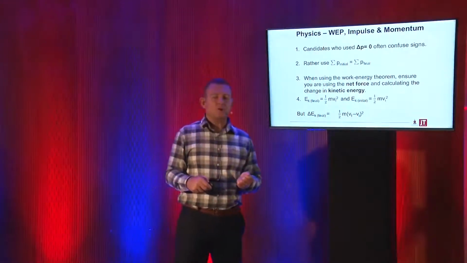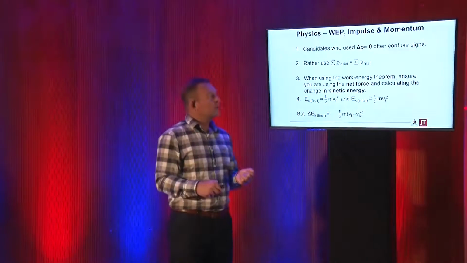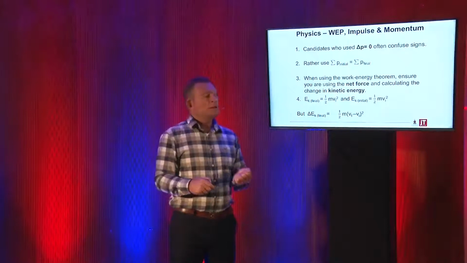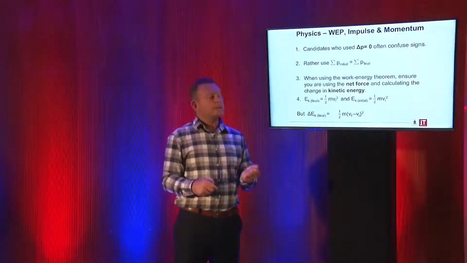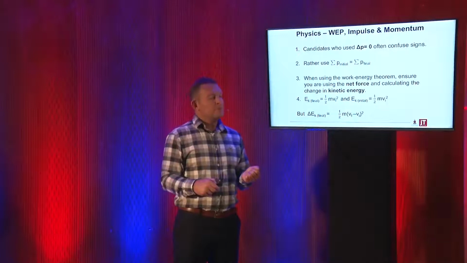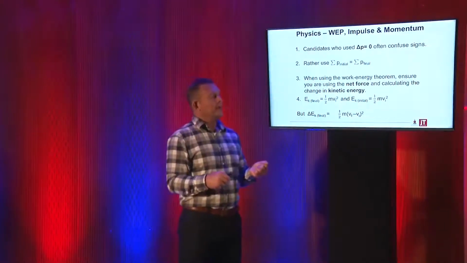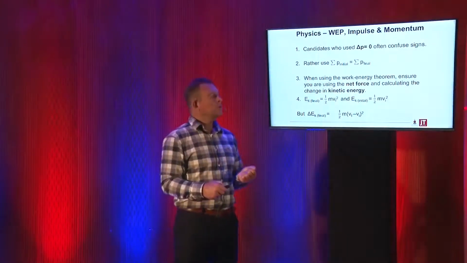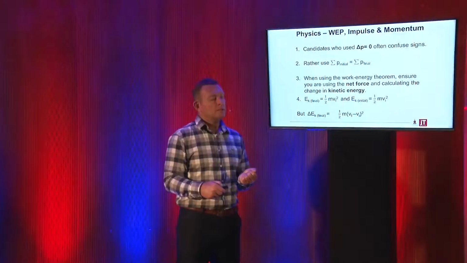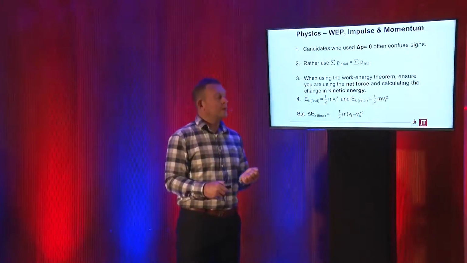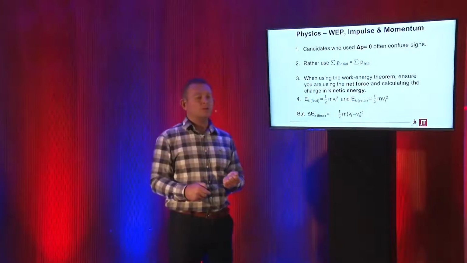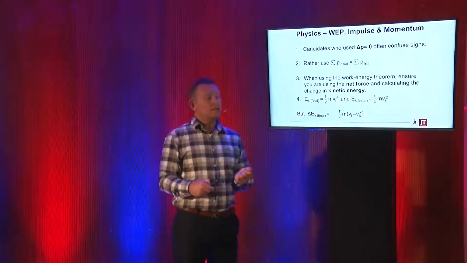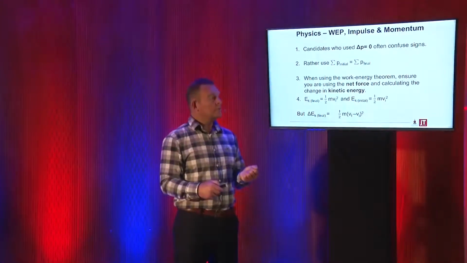Some other mistakes which are common, which come from examiners' reports: try not to use the equation delta P equals 0. Learners often confuse the signs there, mixing up the directions with gained and lost momentum. Rather use the equation the total momentum initially is equal to the total momentum finally. And that corresponds to the definition of the conservation of momentum, which states that in an isolated system, the total momentum is conserved.